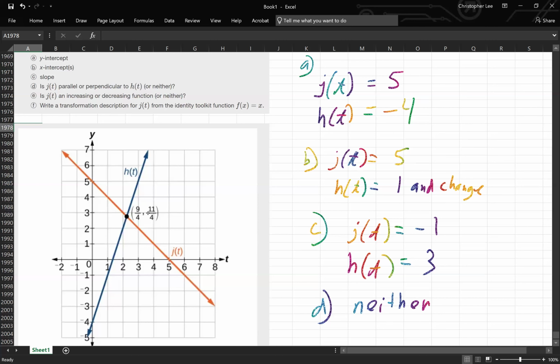Okay, so if they're parallel, they'll have the same slope, the two equations. If they're perpendicular, though, one slope will be the negative reciprocal of the other. In this case, they have two different slopes, so this is neither. All right, J of T, the orange one: is that increasing or decreasing from left to right, the same way you read a book? Decreasing, the orange one. From left to right, decreasing.